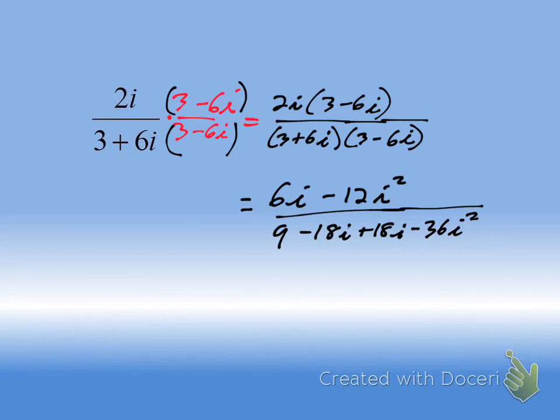Now go through, clean up your i squares, combine your like terms. So in your numerator, you have that i squared in front of negative 12, to make it positive now. So I'm going to flip it again. That's just my habit, guys. Sorry if you don't like it. So 12 plus 6i here.